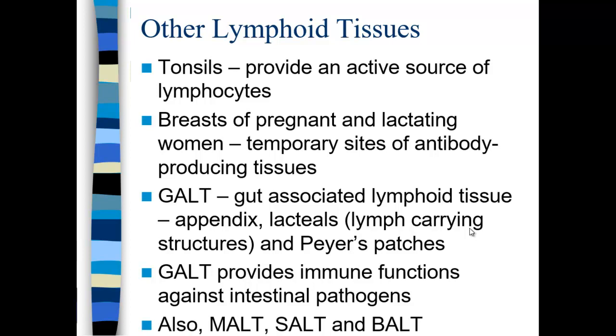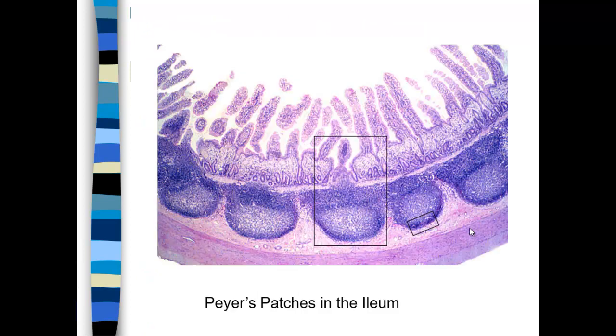Okay, and there's also MALT, SALT, and BALT. Let's see, MALT is for mucosa associated, SALT is, I think, serous membrane associated, and BALT eludes me. Oh my goodness, I should know this, but BALT, I think, is bronchial associated lymphoid tissue. Okay.